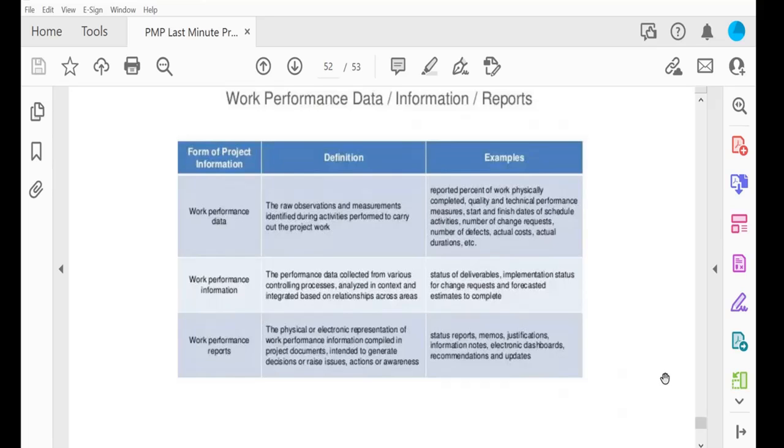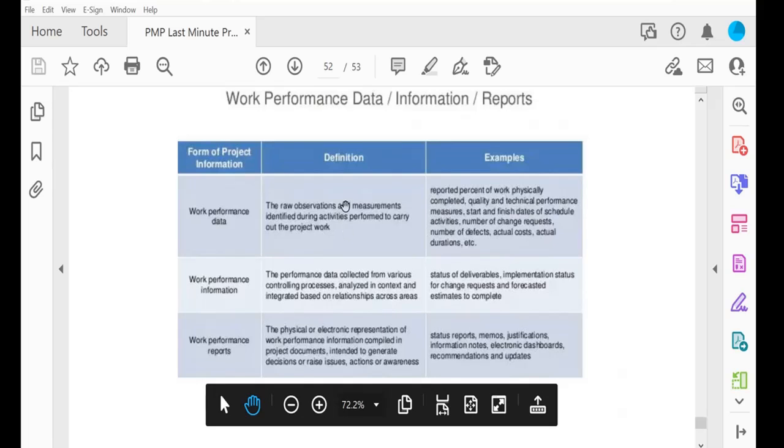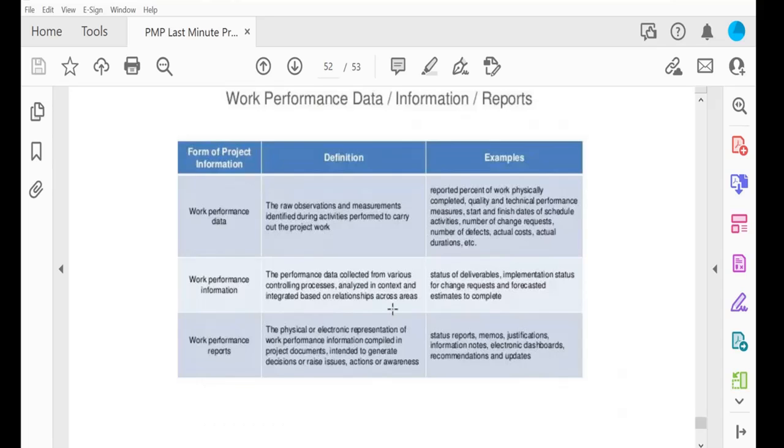So in the work performance information, they analyze all the data and bring some context or graph or some relationship to the area. For example, there is a relationship between cost and performance. If you give more incentive to the worker, their performance gets higher, something like that.